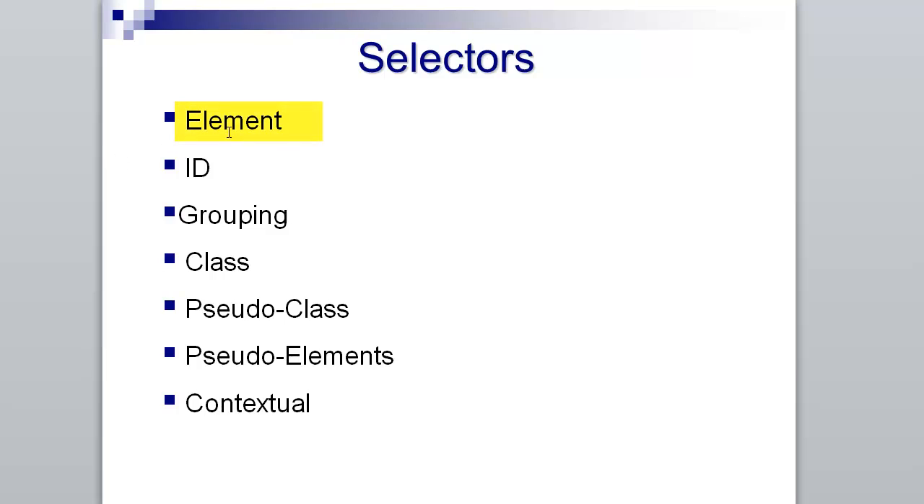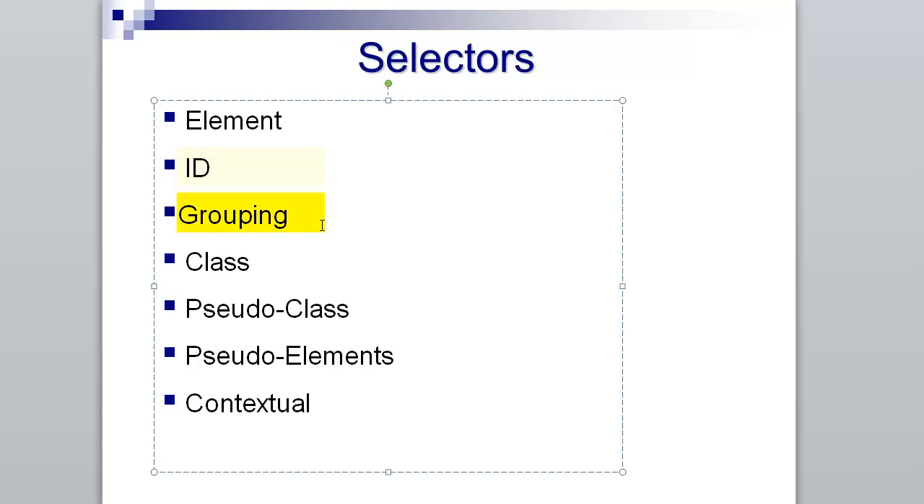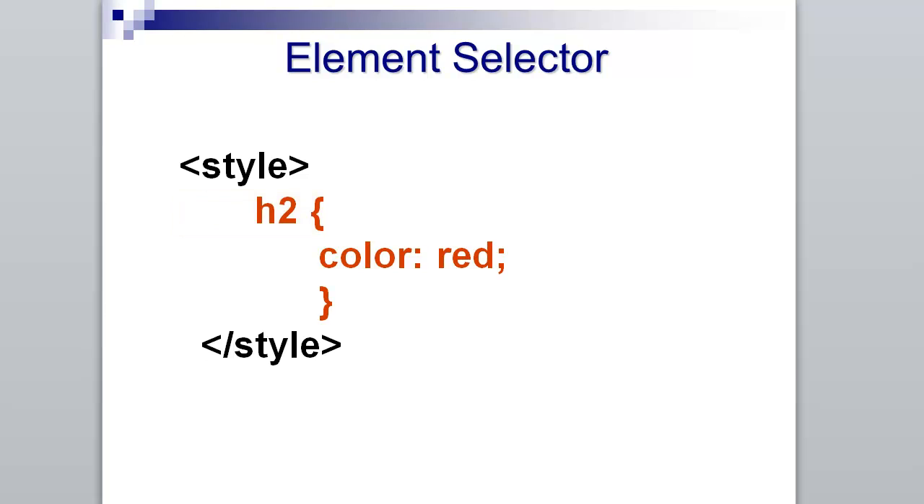Last week we looked at the element selector, and today we will also look at the ID selector and the ability to group selectors. So the element selector allows us to apply a style to an HTML element, and this will apply to every element in that document unless we have an inline style that might essentially override it or set a different value for that same property.